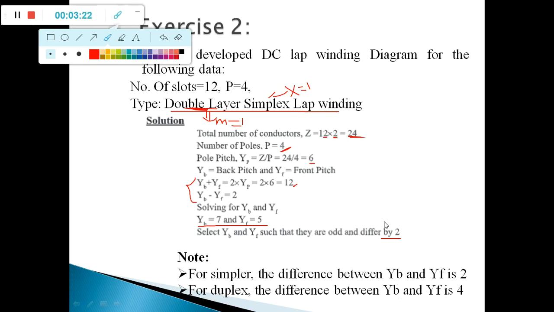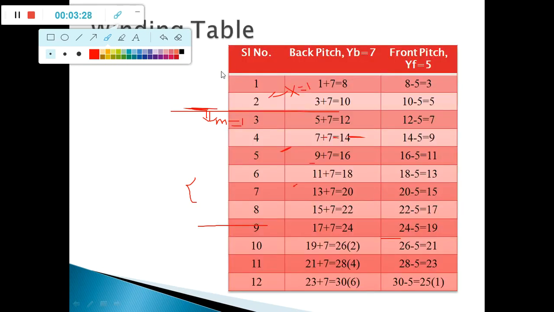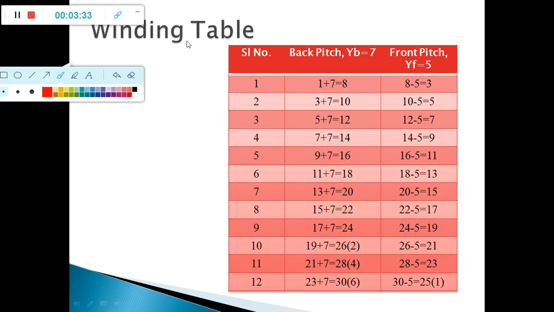So let us go to step 2. Step 2 is all about how to develop a winding table. You know this very well. I have included the serial number here to explain one thing. In this problem you will have 24 conductors. So all the conductors should be covered in this winding table.